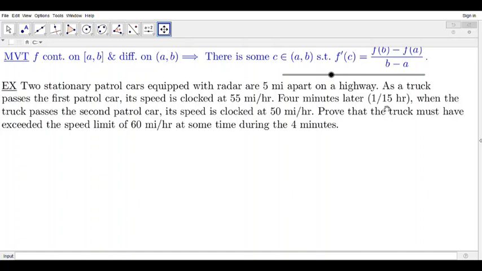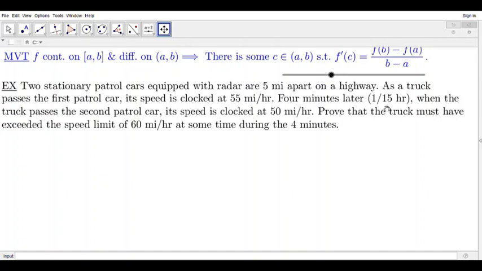Let's assume it's a straight highway. As a truck passes the first patrol car, its speed is clocked at 55 miles per hour. And then 4 minutes later, which is 1/15 of an hour for easy reference, when the truck passes the second patrol car, its speed is clocked at 15 miles per hour. So you have a car moving along a straight highway, two patrol cars, 5 miles apart.